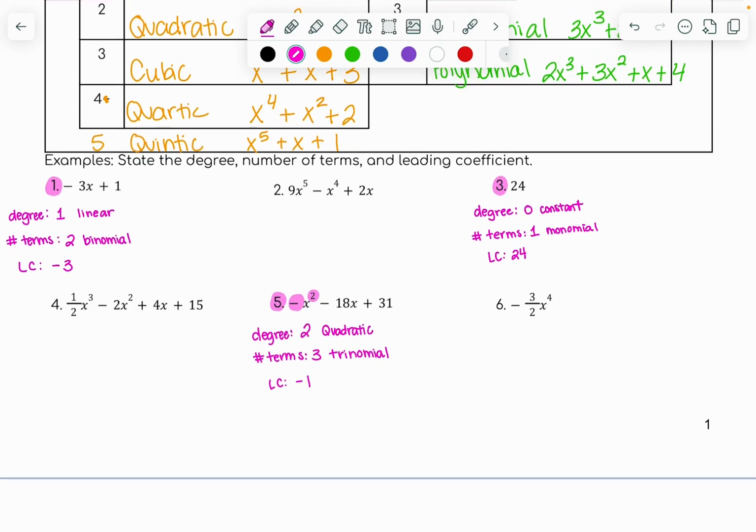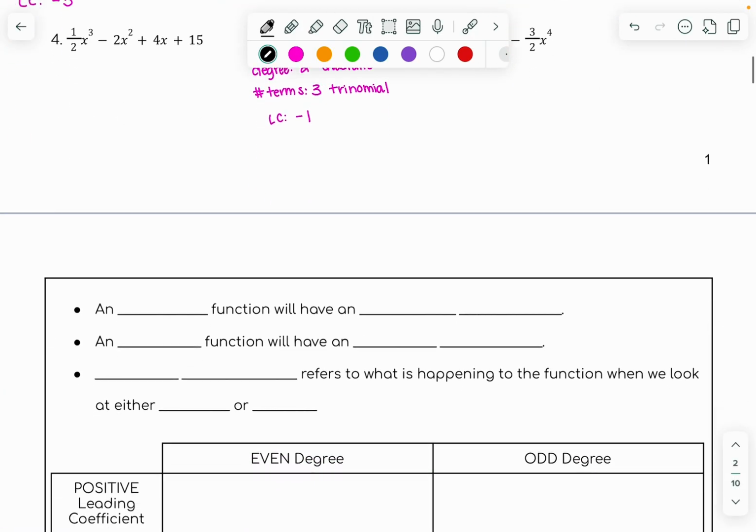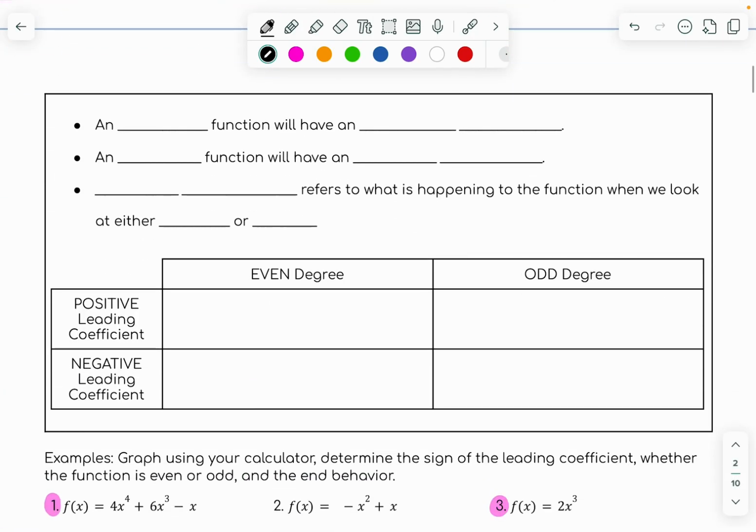So I did 1, 3, and 5. You will be expected to do 2, 4, and 6. Once you finish those, I would pause the video, do 2, 4, and 6, and then continue on. So this next section, we are going to talk about even versus odd functions.